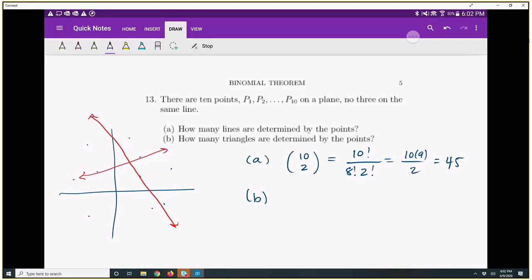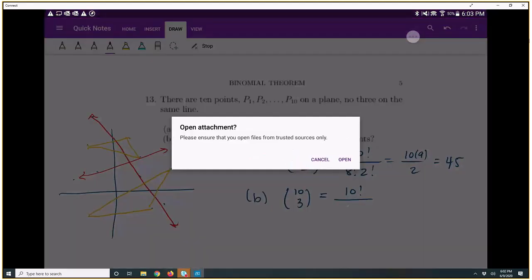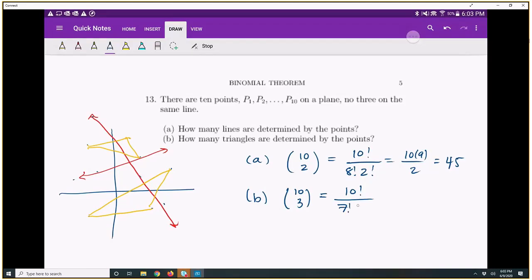How many triangles are determined by the points? So that would be, if I choose any 3 points, then I can draw a triangle. Then it makes sense, it should be 10 choose 3, which is 10 factorial over 7 factorial times 3 factorial, which is 10 times 9 times 8 divided by 6, which is 720 over 6, which is 120. Oops, 720.